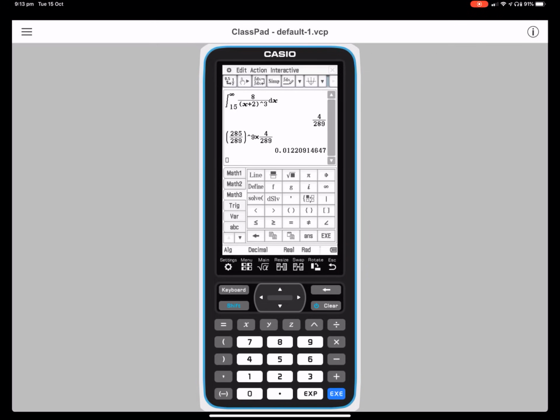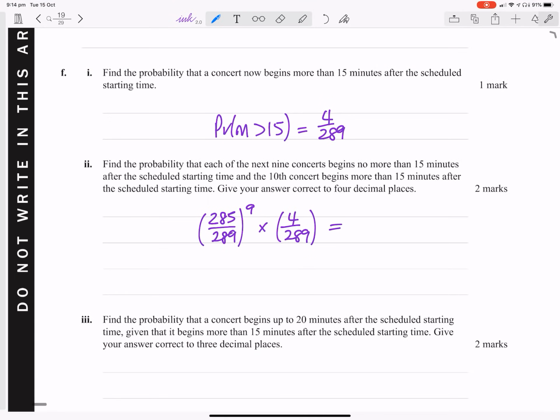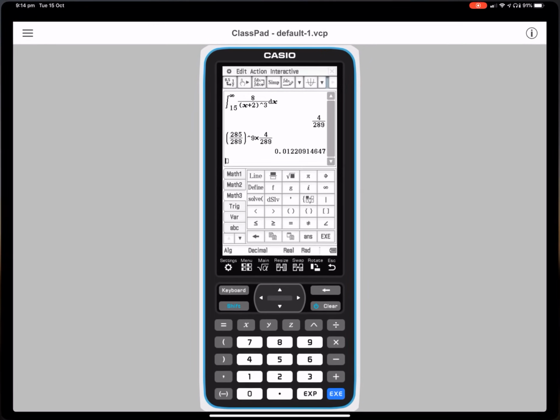0.0122. 0.0122 to 4 decimal places. Was it 4 decimal places?